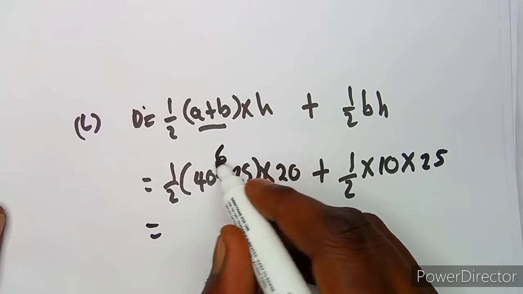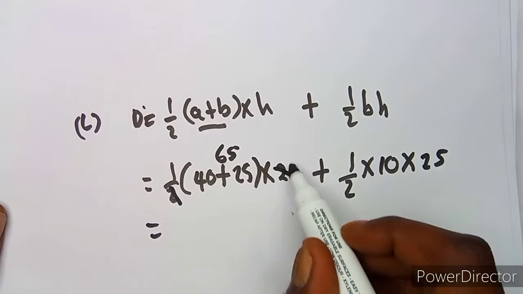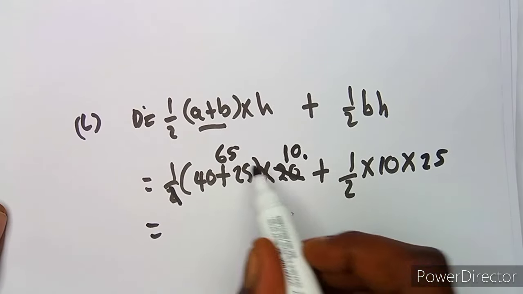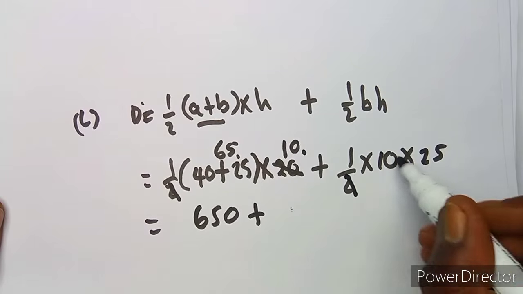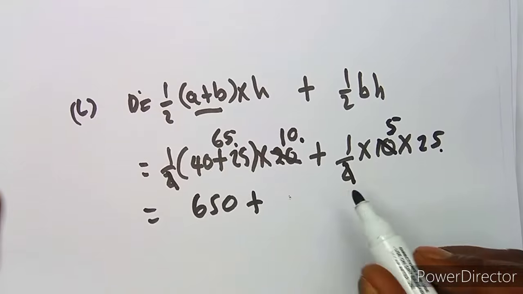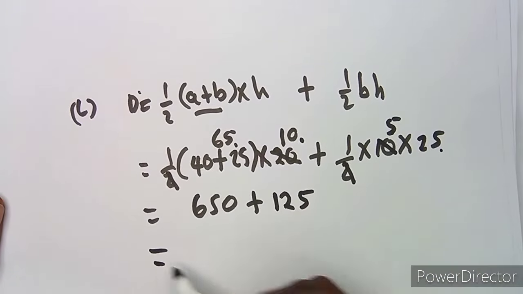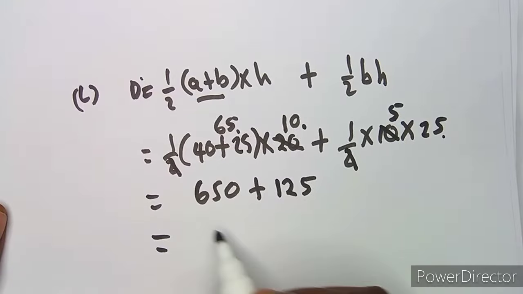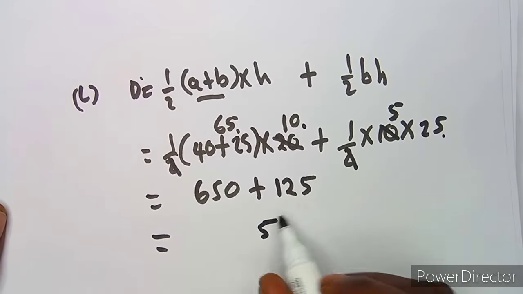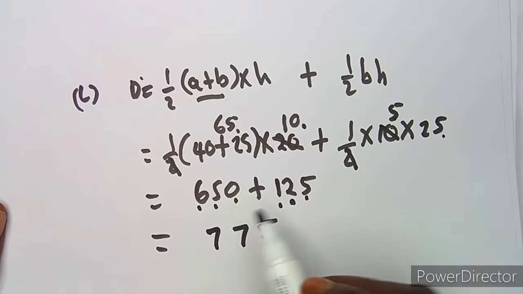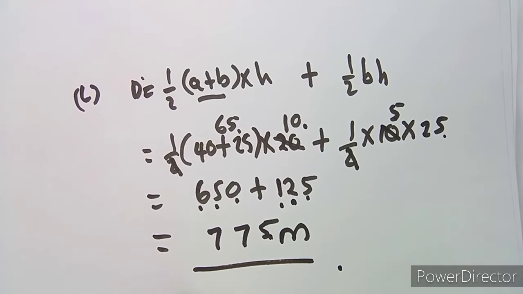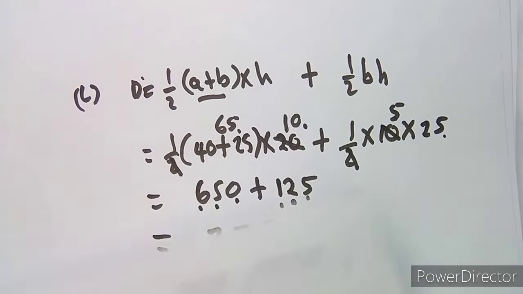So you have to combine your values. This is going to give us 65 here, and half of 20 is 10, then 10 times 65 is 650, plus half of 10, which is 5, and 5 times 25, which is 125, because we know into 100 it's 4, so 125 is going to be 5 times. So if we add, 0 plus 5 is 5, 2 plus 5 is 7, 1 plus 6 is 7, and this is our distance in meters, which is 775 meters. All right, so that's what you had.